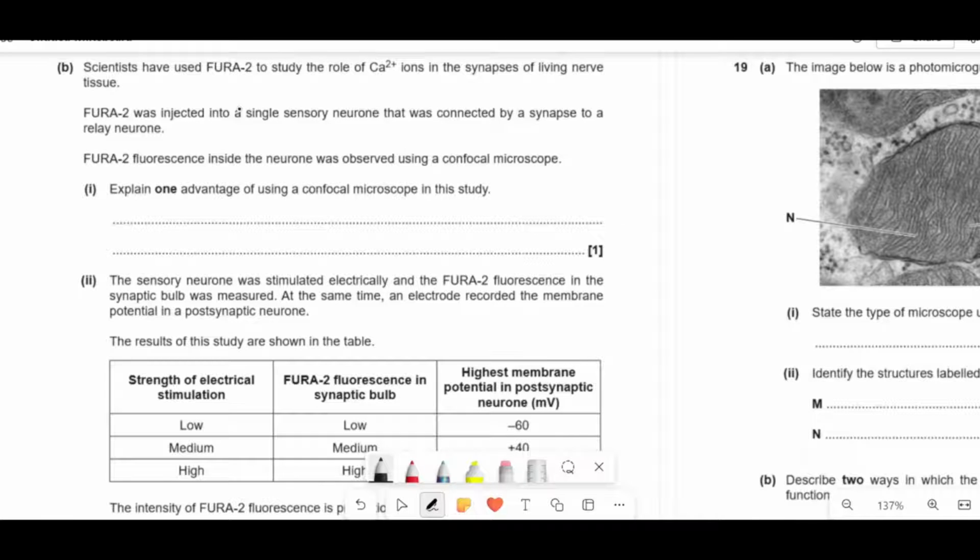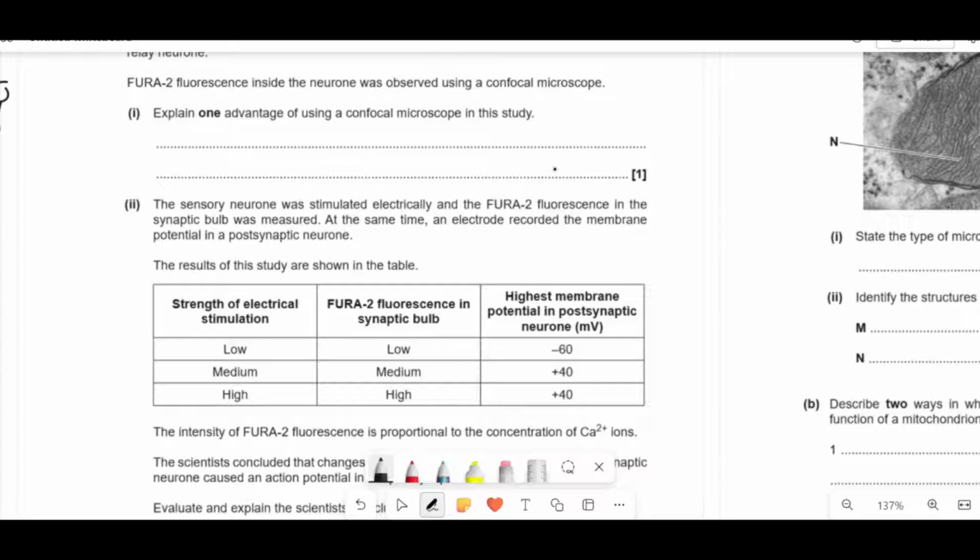Scientists have used FURA2 to study the role of calcium 2+ ions in the synapses of living nerve tissue. It was injected into a single sensory neuron that was connected by a synapse to a relay neuron. FURA2 fluoresces inside the neuron, and it was observed using a confocal microscope. So, give one advantage of using a confocal microscope in this study.